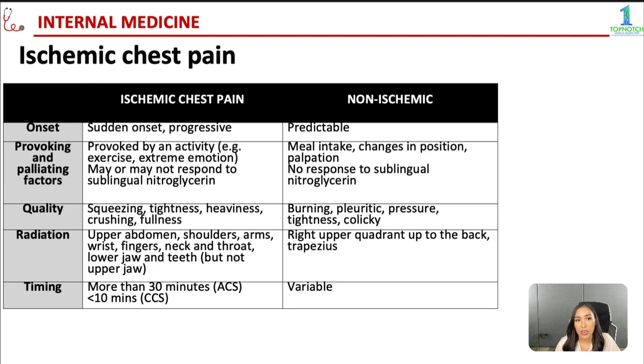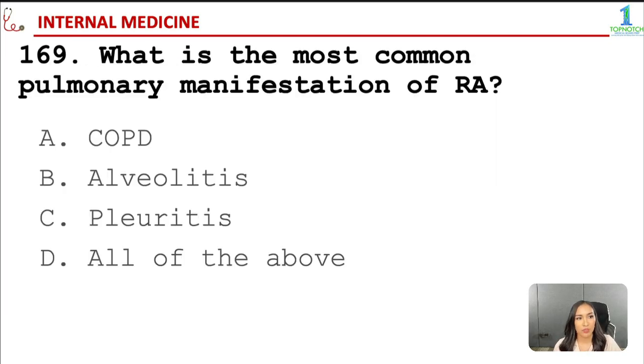Kung 10 minutes, CCS. How about non-ischemic chest pain? It's usually predictable, no? Associated with meal intake, changes in position, and it has no response to sublingual nitroglycerin. Described as burning, pleuritic, tightness, and colicky pain. And right upper quadrant radiation, pwedeng cholecystitis. Kung sa trapezius naman, baka pericarditis. And the timing is variable. Okay, so remember this, a very high yield sa clinics dahil maraming patients na inaatake sa puso.